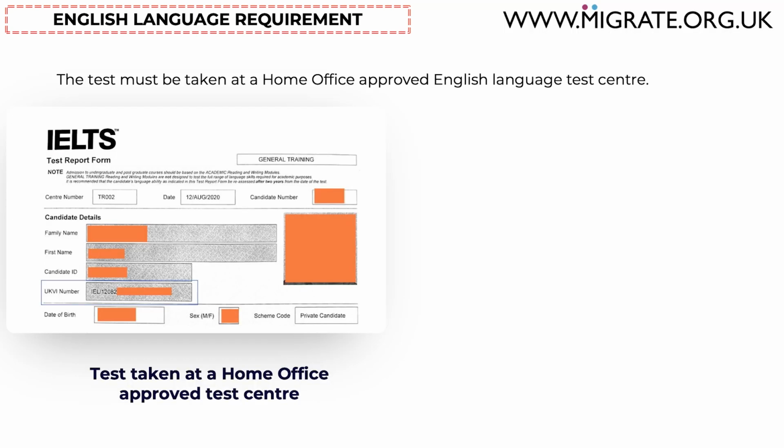For example, here is an IELTS general training test certificate for a test taken at a Home Office approved test centre.